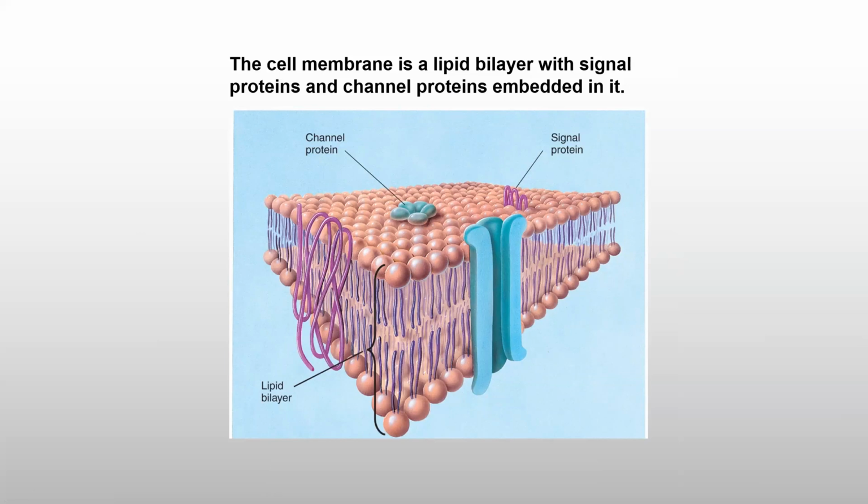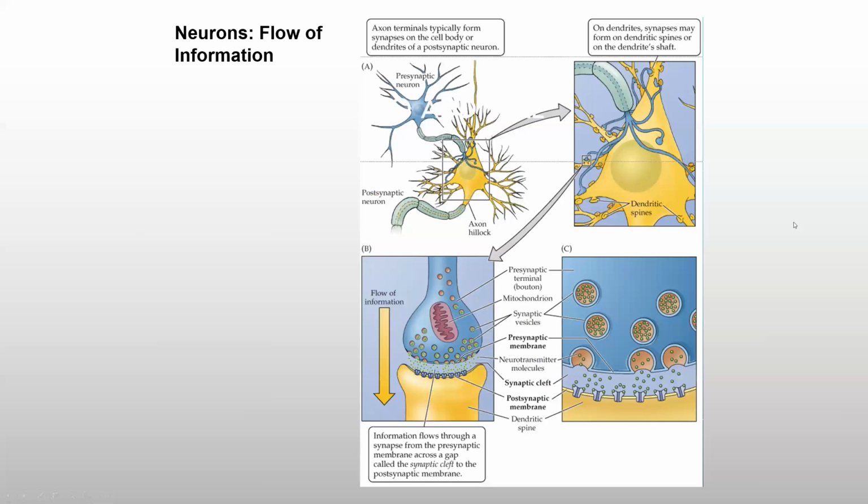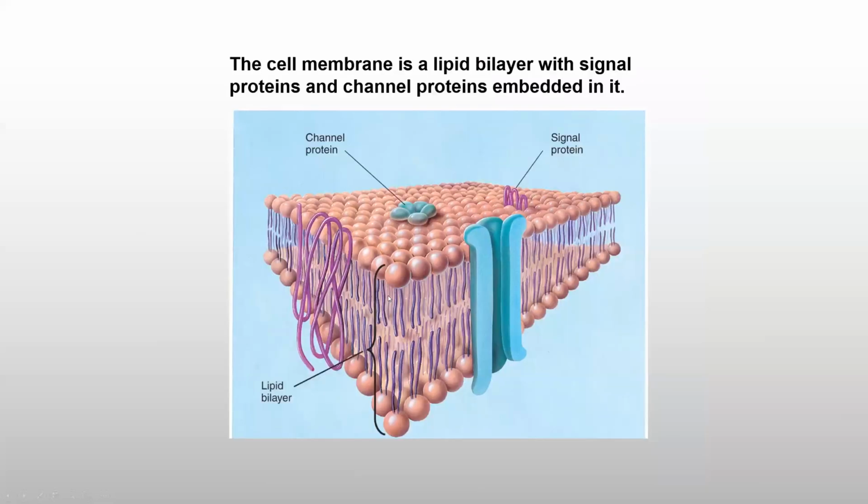Now, the cell membrane is a lipid bilayer. This cell membrane could be any part of the neuron: part of the dendrite, the axon, the soma, anywhere on that neuron. It has this bilipid layer, and it's actually just a barrier for the cell, so that certain things can't get through. It's very tight. The only way things can get in and out is through the channel proteins and the signal proteins, and we'll talk more about those in a later chapter.